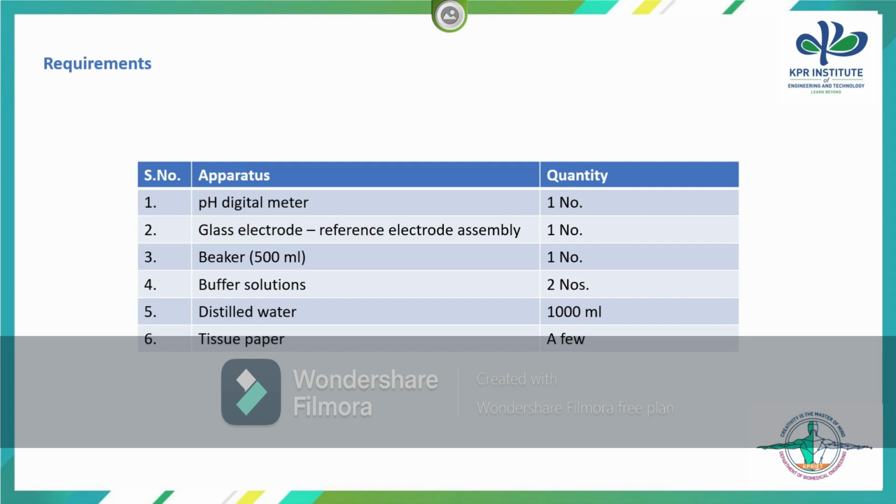Requirements: pH digital meter, 1 number; glass electrode and reference electrode assembly, 1 number; beaker of 500 ml capacity, 1 number; buffer solutions, 2 numbers; distilled water, 1000 ml; tissue paper, a few.